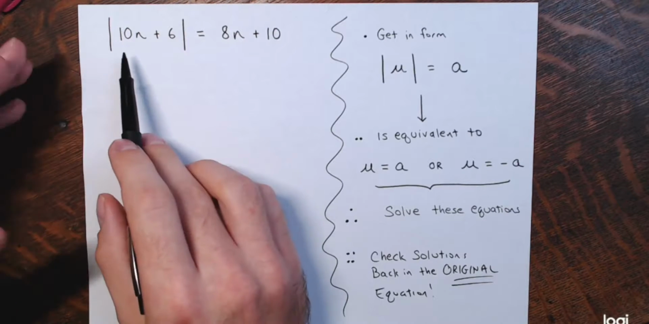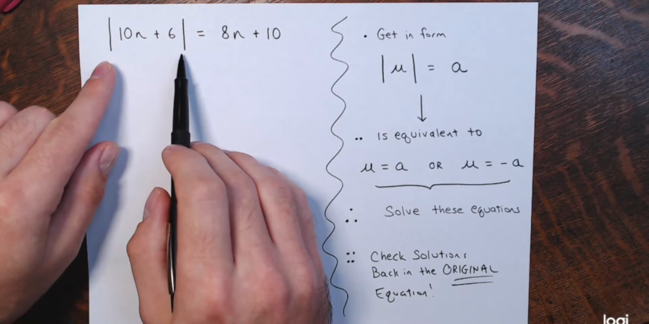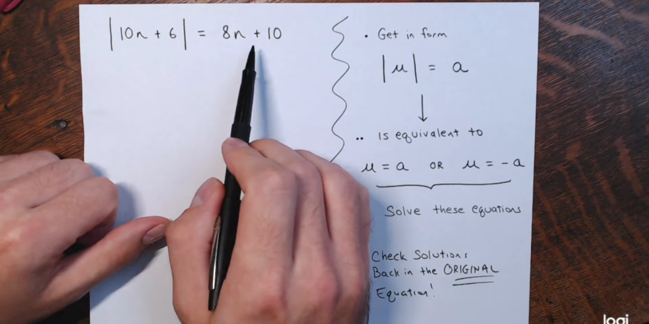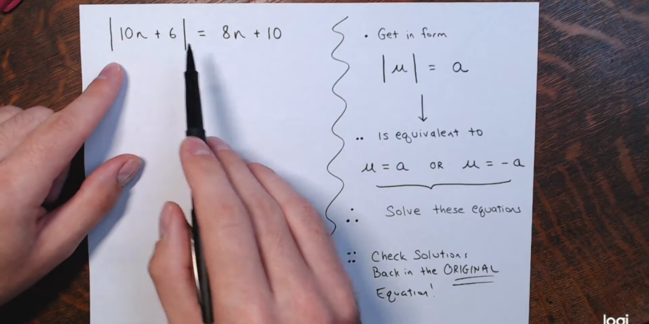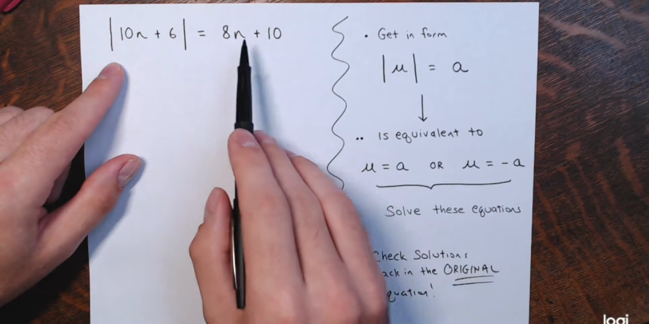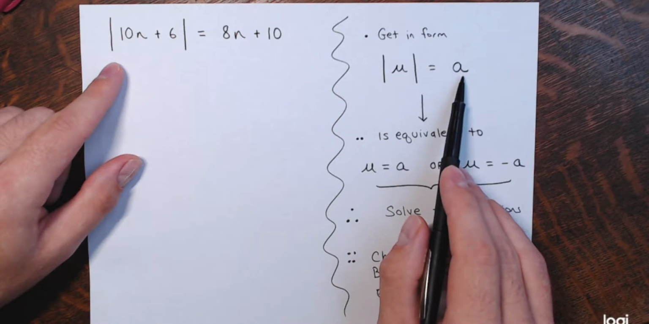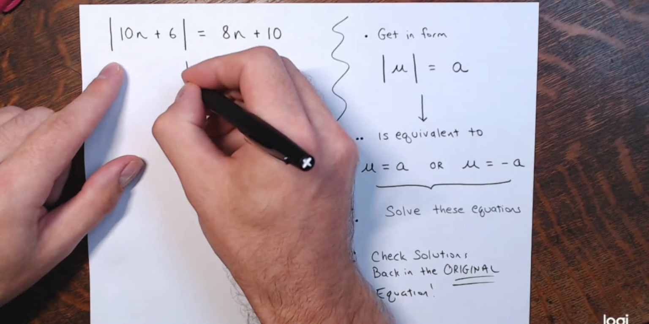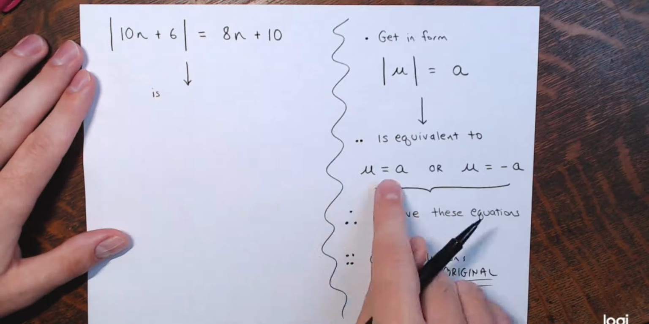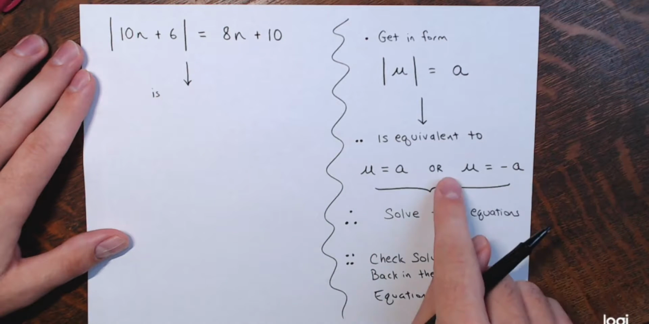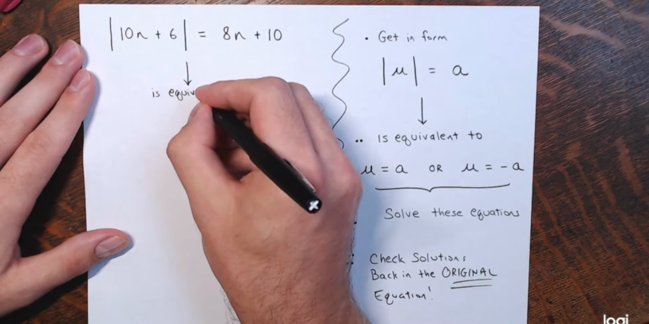Alright. So this equation, this first one I'm given, is already set up the way I want. I've got the absolute value alone on one side equals and then some expression on the other. So the 10n plus 6, that expression is like the u. And the 8n plus 10 on the other side, that's like the a that I wrote over here. So after getting the absolute value alone, which it already is, I'm going to write the two equivalent equations that have no absolute values. Right, this is equivalent to saying the following.